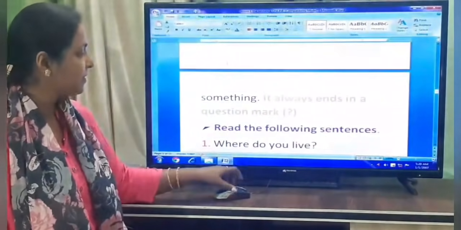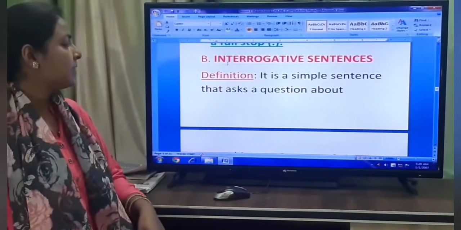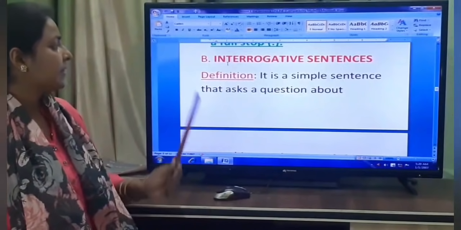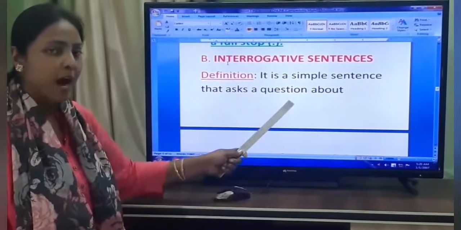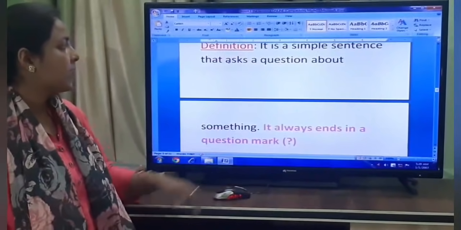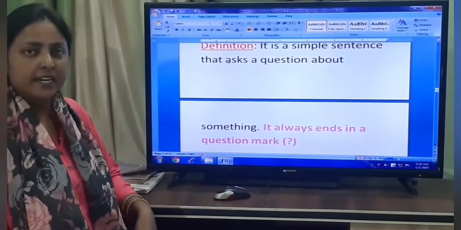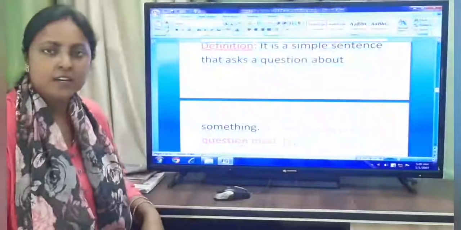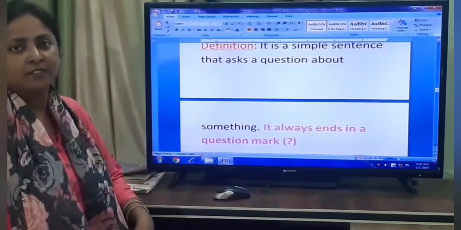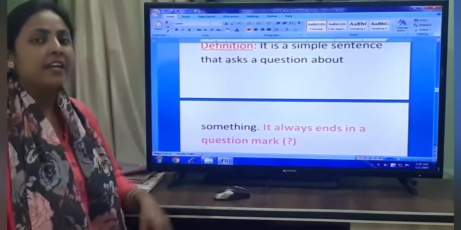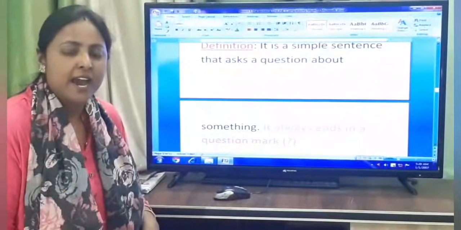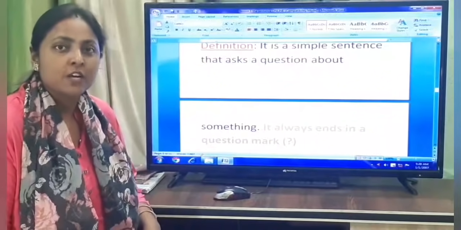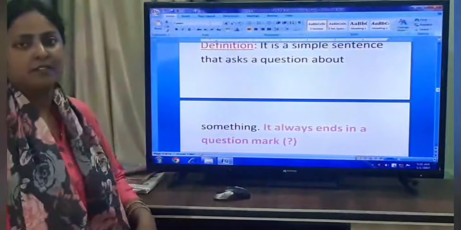I repeat. It is a simple sentence that asks a question about something. It always ends in a question mark. Which mark, children? Question mark. When you are writing the question at the end of the sentence, which mark you are putting? Question mark. This mark.